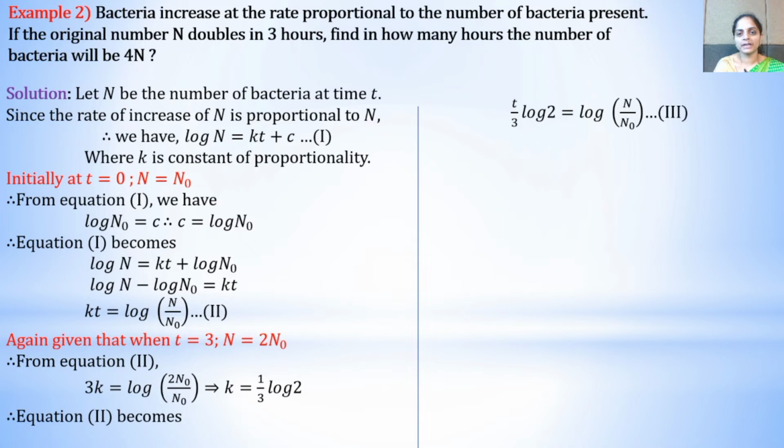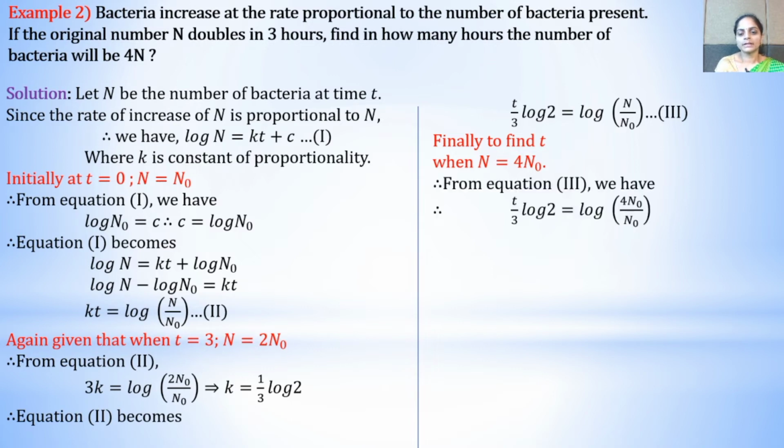Now we have to find the time for the number of bacteria to be 4 times N. So we take n is equal to 4 into N0. Now we put the value of n in equation 3. So equation 3 becomes t divided by 3 into log 2 is equal to log of 4 into N0 divided by N0. Here N0 gets cancelled. So we get t by 3 into log 2 is equal to log 4.